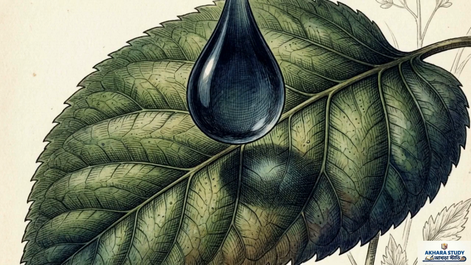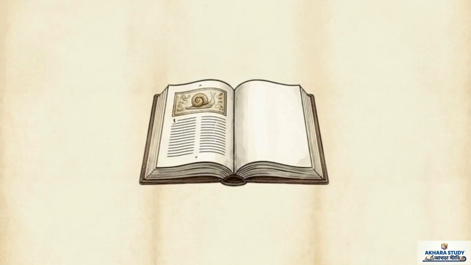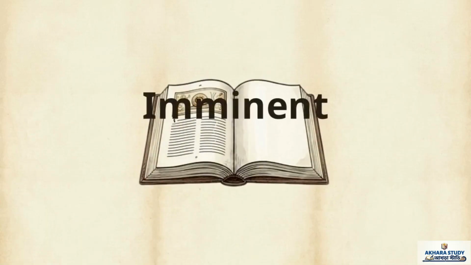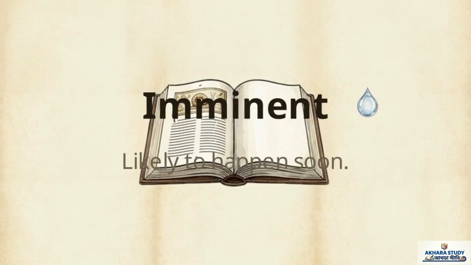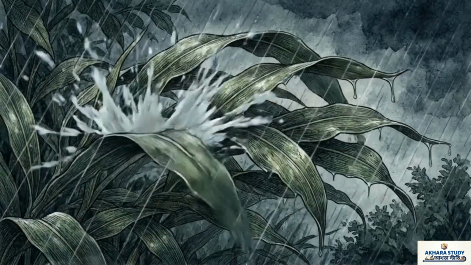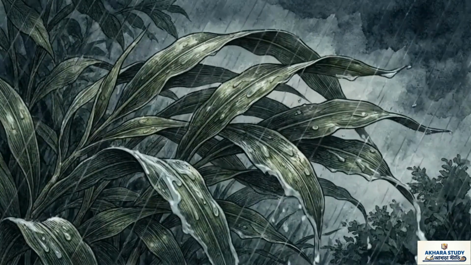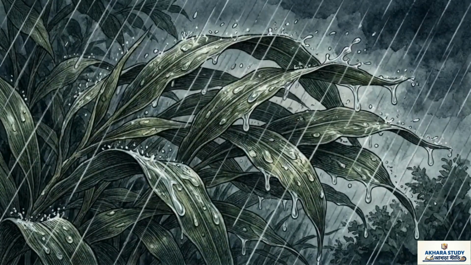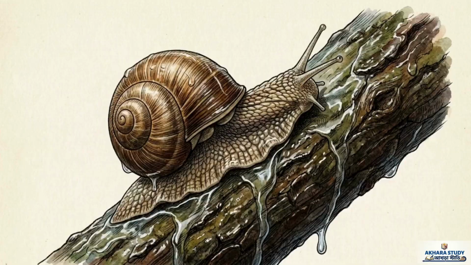But this microscopic world is rarely peaceful for long. In the second stanza, Cowper introduces the concept of imminent danger. If something is imminent, it means it is highly likely to happen very soon. For a snail, imminent danger takes the form of severe weather. A sudden storm or heavy downpour can threaten such a small, exposed creature. Yet the snail doesn't panic, and it doesn't try to run away to find shelter elsewhere.